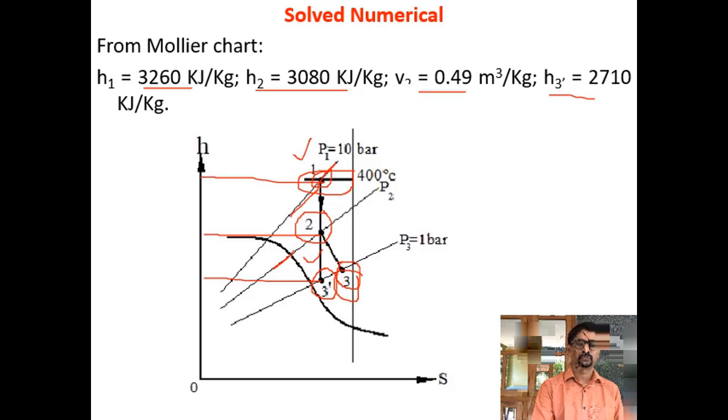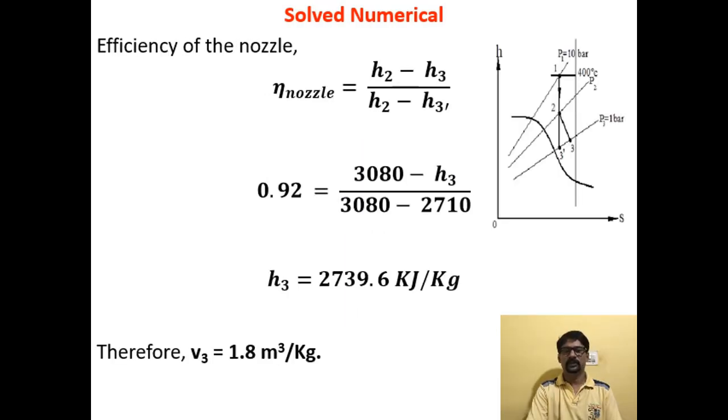Okay, now let us calculate the efficiency of the nozzle. So eta nozzle is equal to H2 minus H3 divided by H2 minus H3 dash. So as I told you in the previous slide, the process 1 to 2 is isentropic, so there is no loss, but process 2 to 3, there are losses. So 2 to 3 dash is isentropic and 2 to 3 is actual expansion. So it is H2 minus H3 divided by H2 minus H3 dash. So nozzle efficiency is given as 0.92.